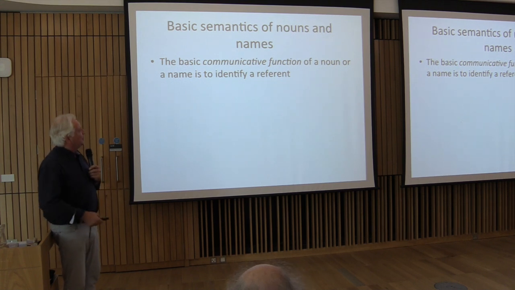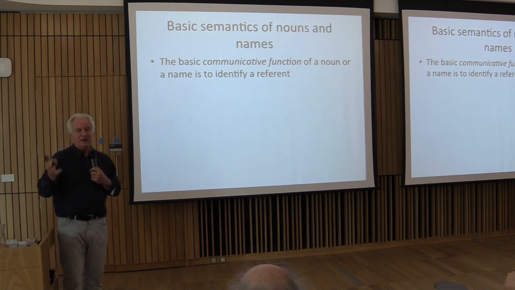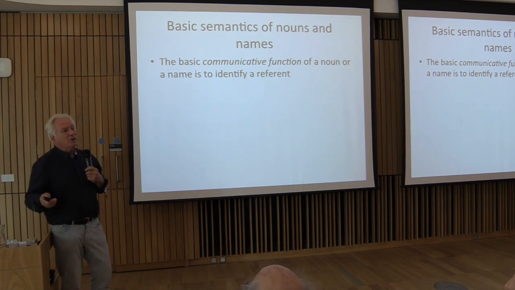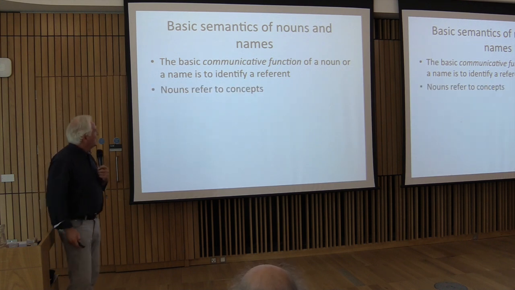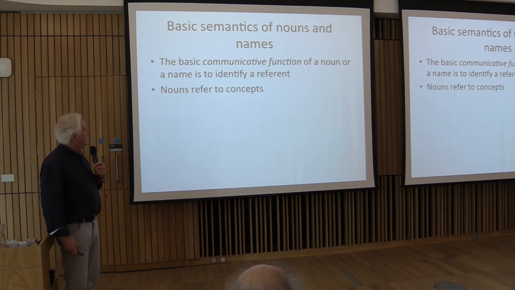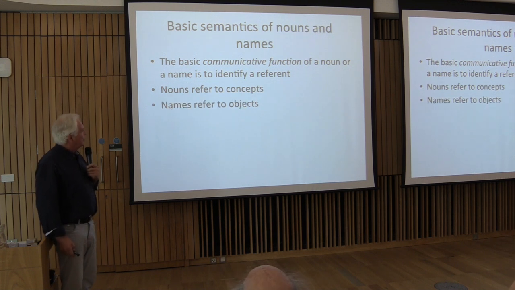The communicative function of a noun is to identify reference. I mean, I'm talking, give me the chair. This is what we use them for. I didn't talk about the function, but that's what they are. Nouns refer to concepts. Names refer to objects.